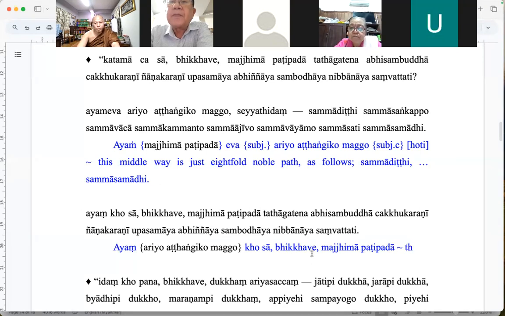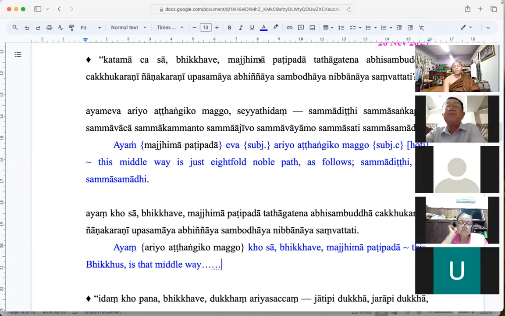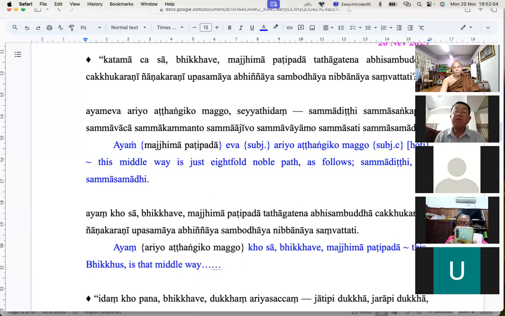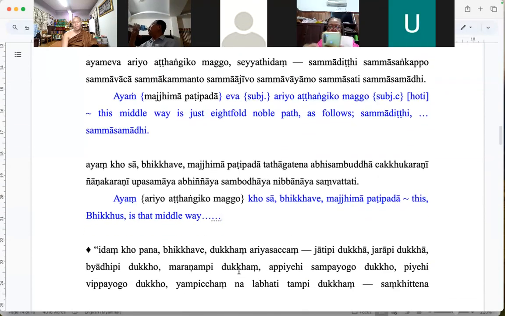Bhikkhu is bhikkhu, and that is the middle way, and so on in this way. Today I explained not just the grammatical meaning. The point or topic of the sentence is also important for understanding the text. So the middle way has already been expressed by the Blessed One.